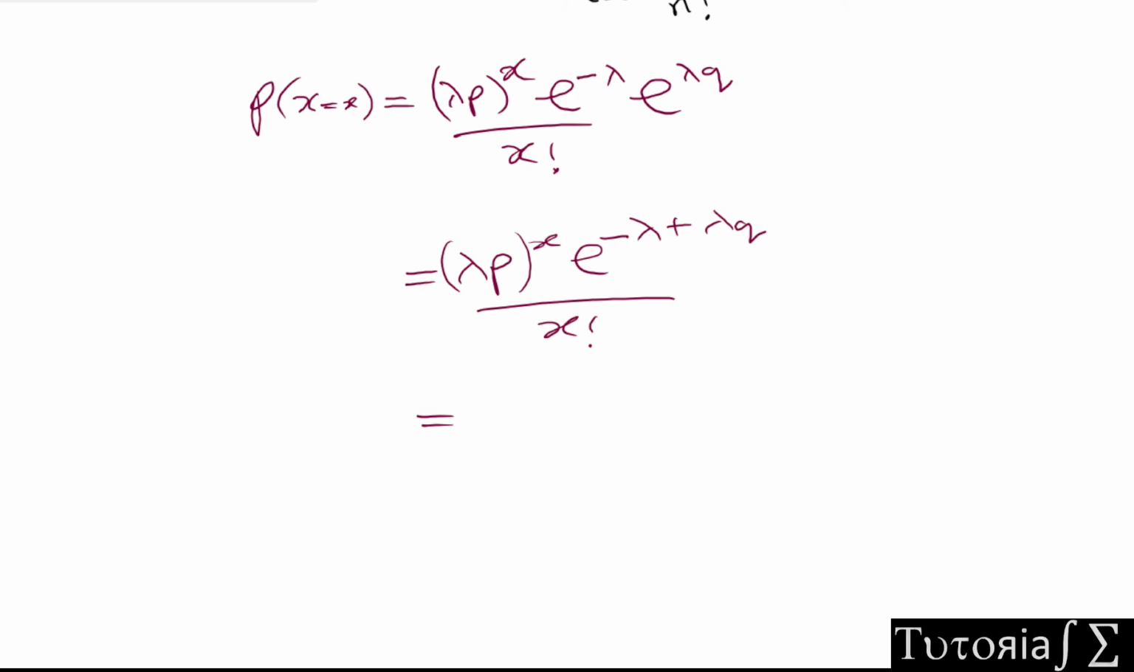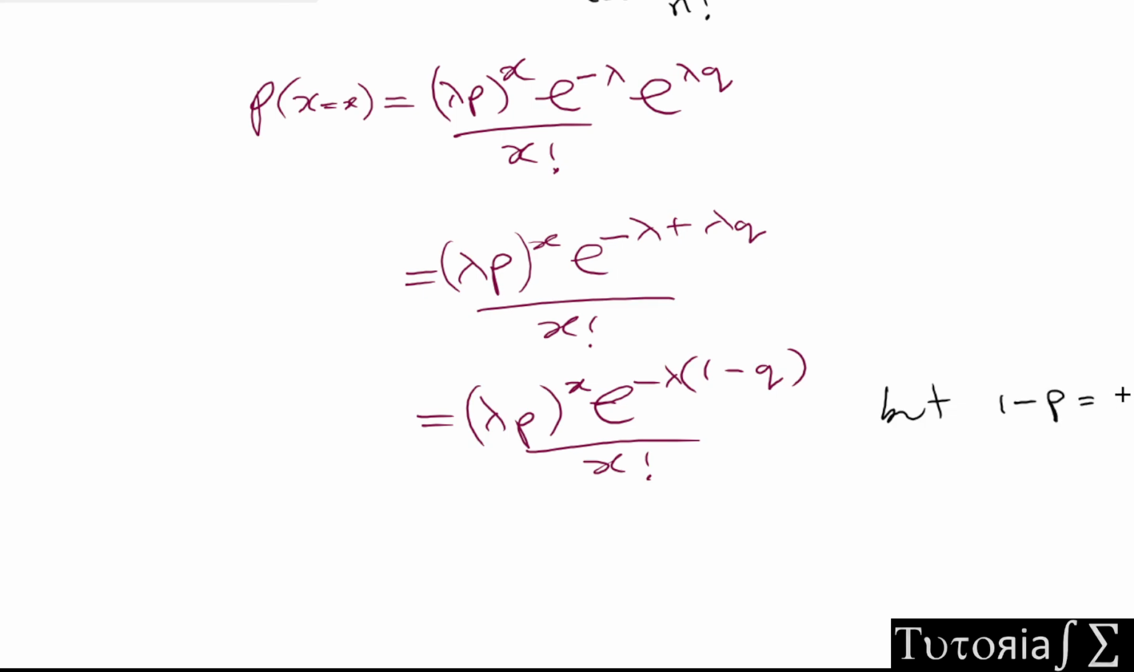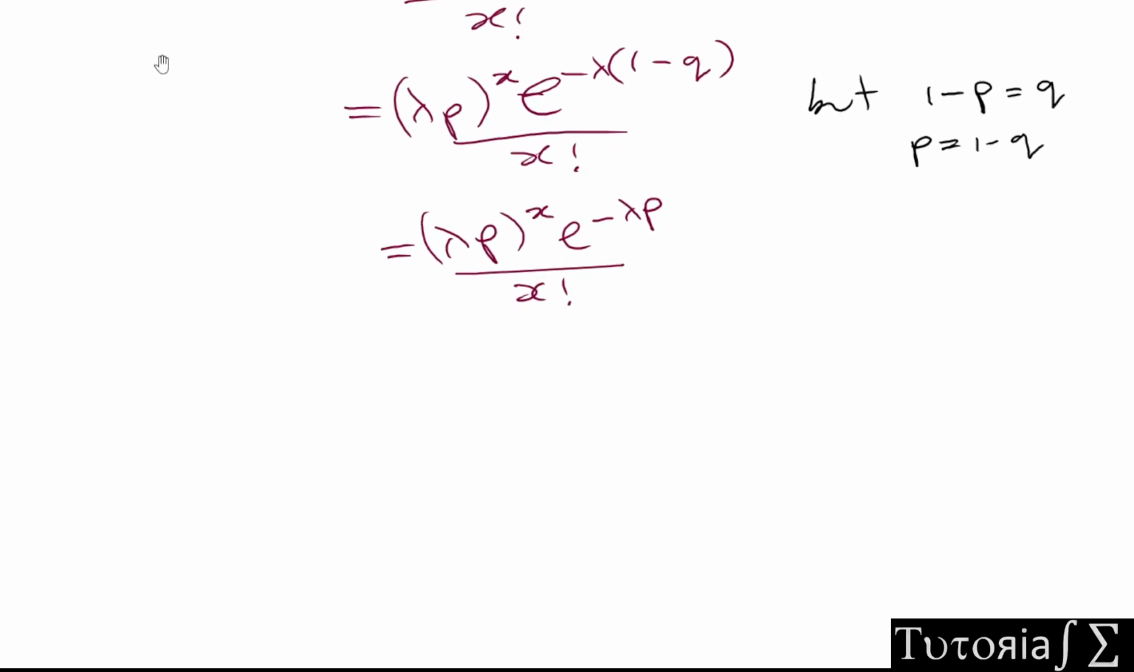Then this will be lambda p to the x. We can factor out negative lambda on top. We remain with 1 minus q all over x factorial. But we know that 1 minus p is equal to q, or p is equal to 1 minus q. All right, so we know this. So here we can replace with p, so that what we get is lambda p to the x, then e to the negative lambda p, all over x factorial. And we see that this is actually a Poisson distribution with parameter lambda p. All right, so that is what you're supposed to do for the first part.